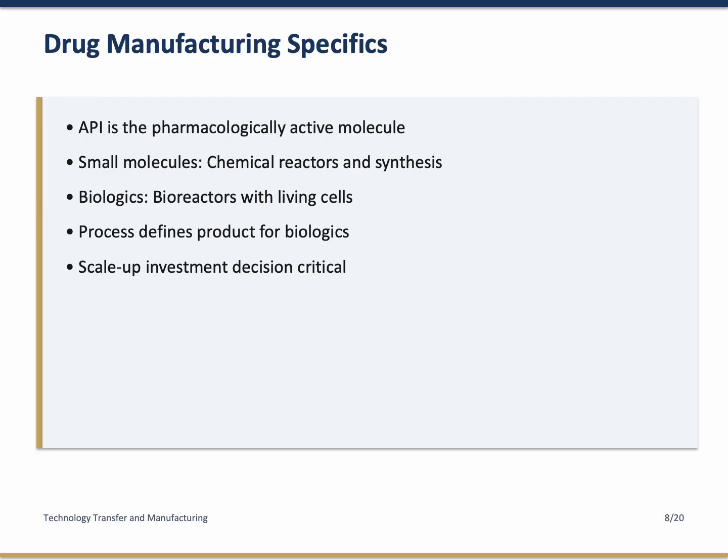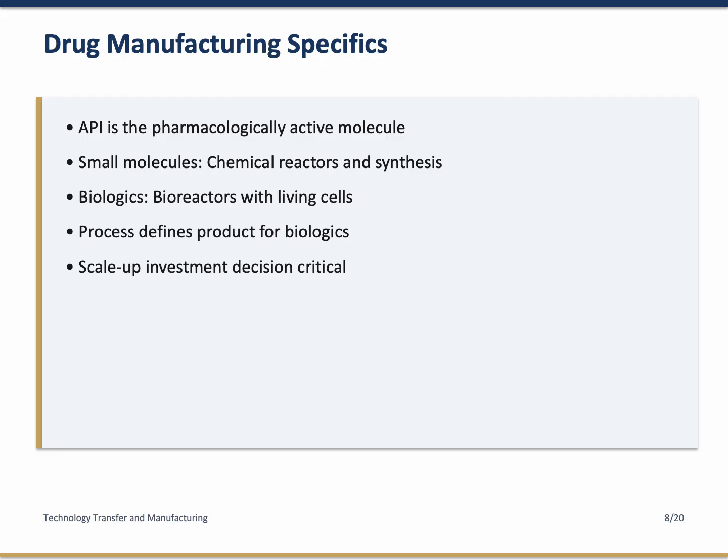The pharmacologically active drug molecule is known as the active pharmaceutical ingredient, with final dosage form containing API and other excipients. Manufacturing for pharmaceuticals or small molecules requires chemical reactors where controlled reactions synthesize API, plus mixers, filters, and dryers. The end product is defined by the ingredients.